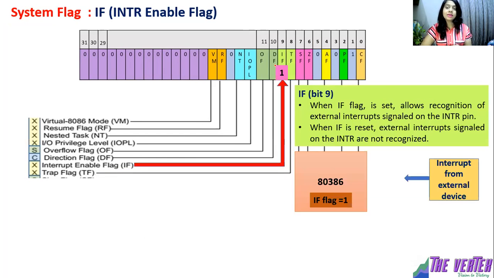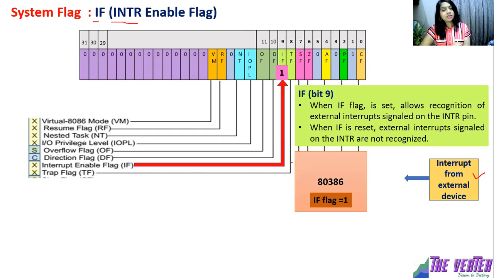Now next is the interrupt enable flag, that means the IF flag. As the name suggests, it is related to interrupts. What is an interrupt? When any external device wants to get some program executed from 80386, then this device will send an interrupt to this 80386 microprocessor. This interrupt concept we had already learned in 8086 in detail.